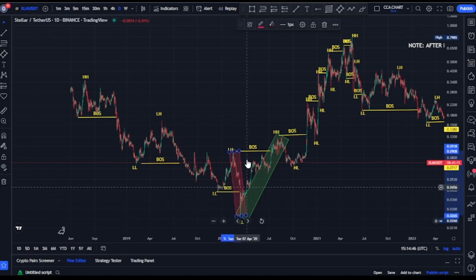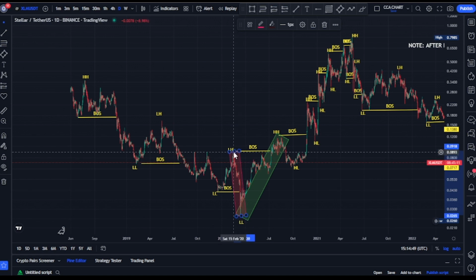$0.0893. So guys, from that point, the bears came back, broke more structure to the downside, and took price back down to about $0.0257. And guys, expecting a pullback, sure we got a pullback. The bulls took price from that point, broke structure to the upside, and took price back to about $0.1194.